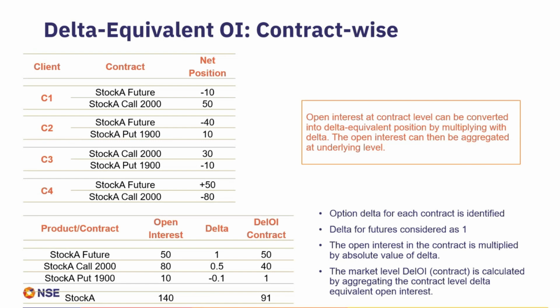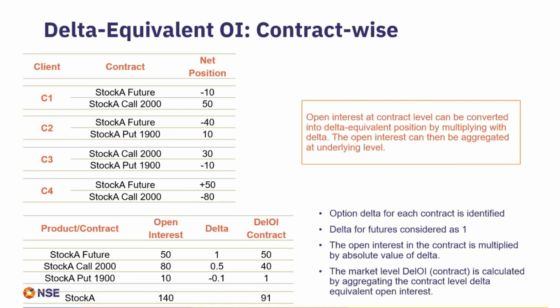Suppose there are three contracts. One is a future of stock A. The second is a call option for 2000 strike of stock A, which is an ATM contract and has a delta of 0.5. And the third contract is a put option of stock A, which is an out of the money option, and it has a delta of minus 0.1. For futures, the delta is taken as 1.